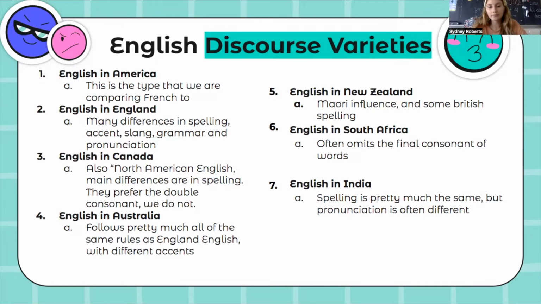English in Australia follows pretty much all of the same rules as England English with a slightly different accent. Sort of similar with New Zealand, but we also see some Maori influence, which is our native language. And then we have English in South Africa, which often omits the final consonant of words, but other than that, we don't see a huge difference. And then finally, English in India, very, very similar, but some pronunciation is often different due to accent and the local languages finding their way in there.